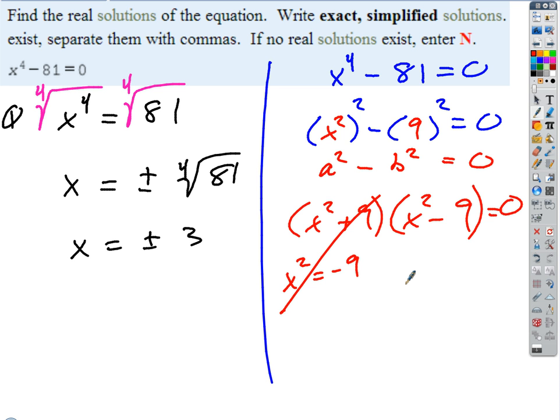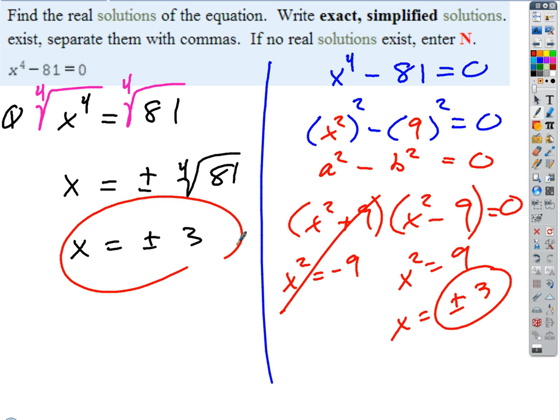This one, if I set it equal to 0, I get x squared equals 9, so I get x equals plus or minus 3, just like I did over here. But don't you think the left way is easier? Yeah, I do too. I think you can just do this the left way, because that's the way you're going to do it in chapter 7 anyway. All right, so let's look at one more of these.